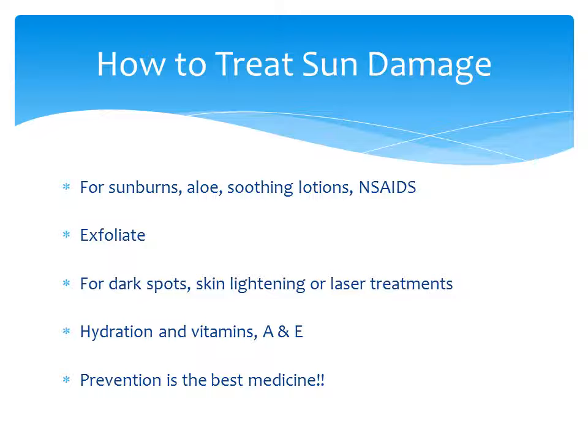How to treat sun damage. So if you've already been exposed to sun damage, or if you're exposed to it in the future, these are a few tips to help your skin heal. For sunburns, things like aloe, soothing lotions, and NSAIDs. Aloe is very soothing, cooling, and calming to the skin. Soothing lotions can help rehydrate the skin and protect it as it heals. And your NSAIDs, that's your Motrin, your Aleve. It can kind of help take that sting out of the burn.